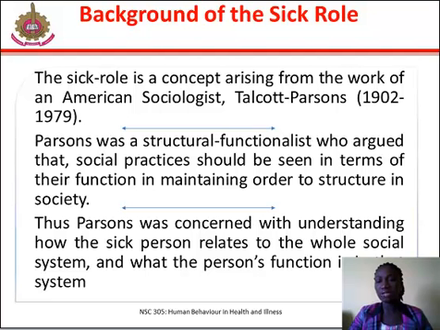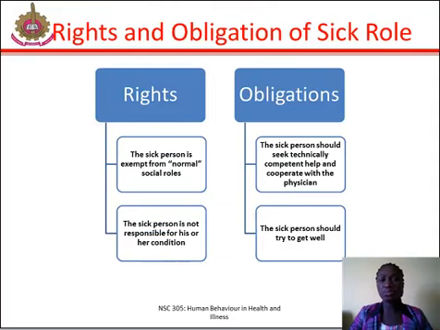This is particularly true when patients and healthcare professionals have different expectations of patient-hospital roles. Ultimately, the sick role and sick role behavior could be seen as the logical extension of illness behavior to complete integration into the medical care system. The rights and obligations of the sick role.